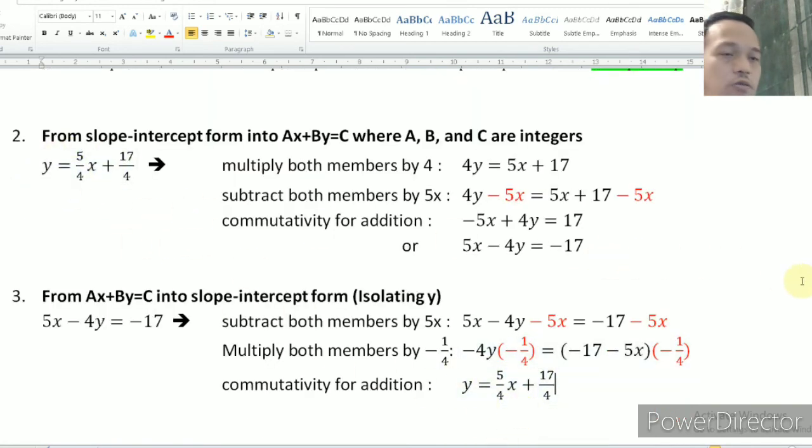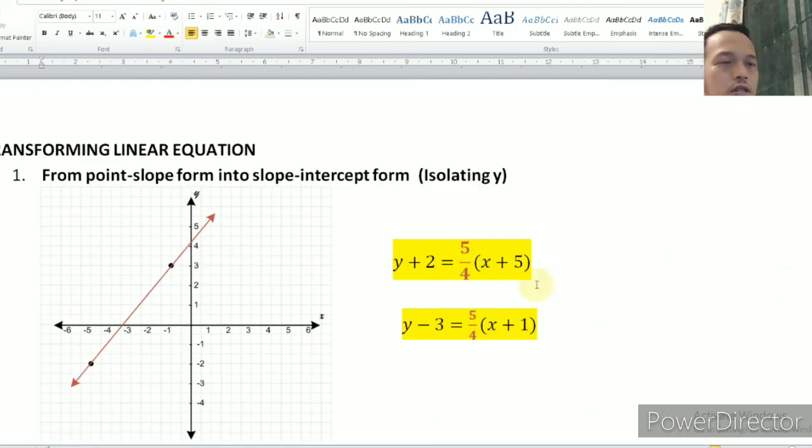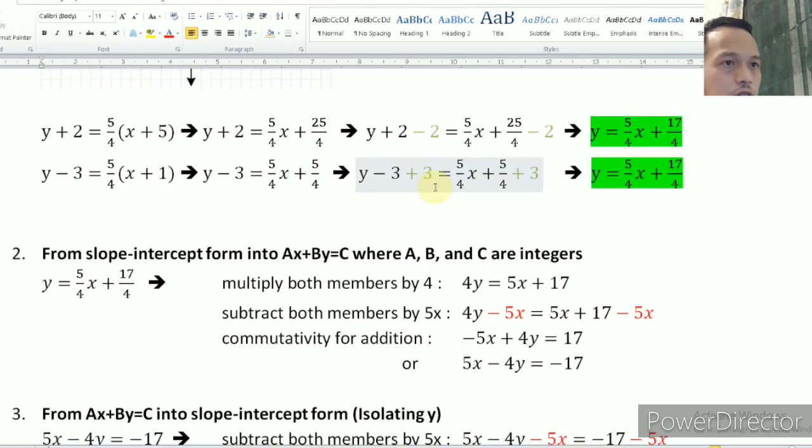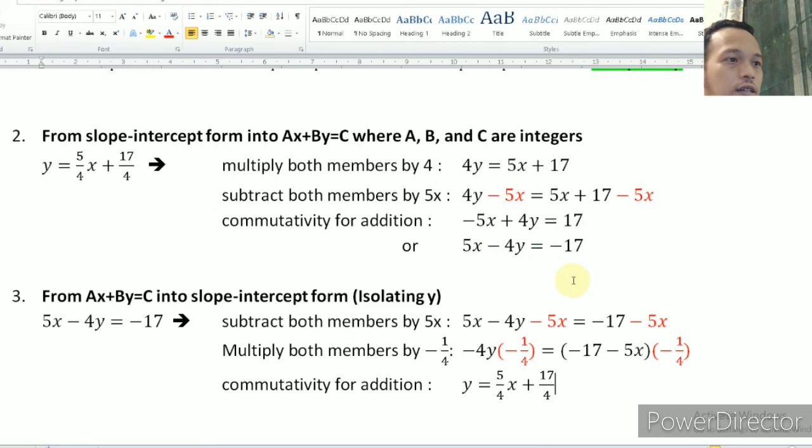It's the same. So you have mastered all of these transformations. Learn it, practice it, and you'll be fine.